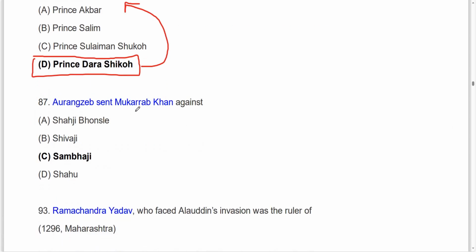Aurangzeb sent Mukarrab Khan against Sambhaji. Mukarrab Khan was sent against Sambhaji. So Aurangzeb sent Mukarrab Khan against Sambhaji.